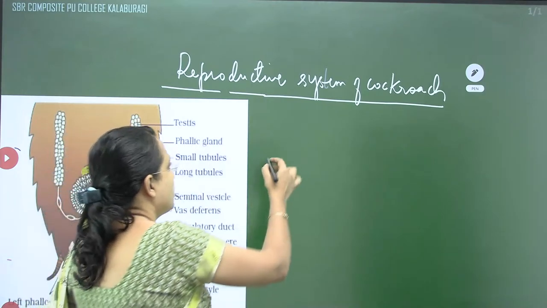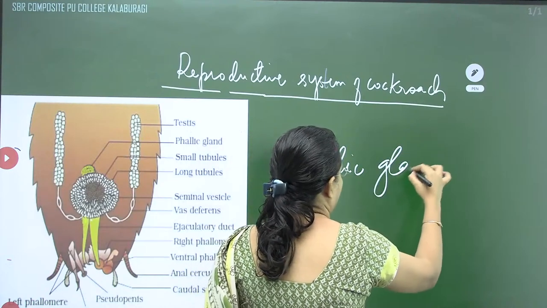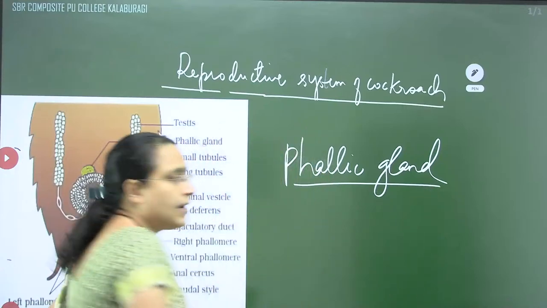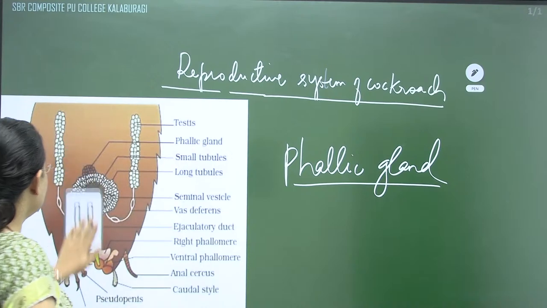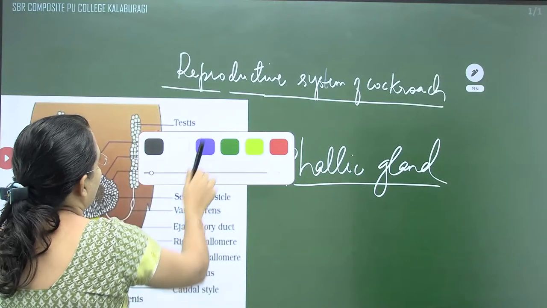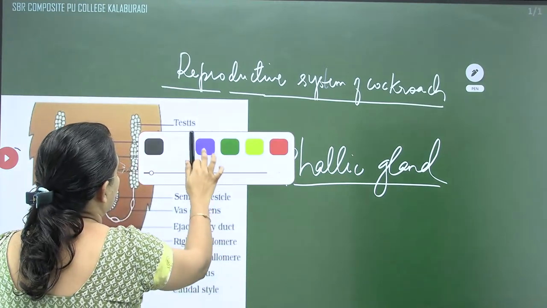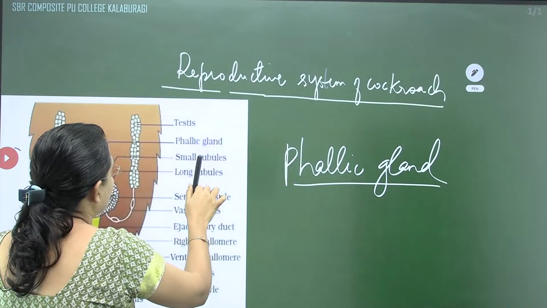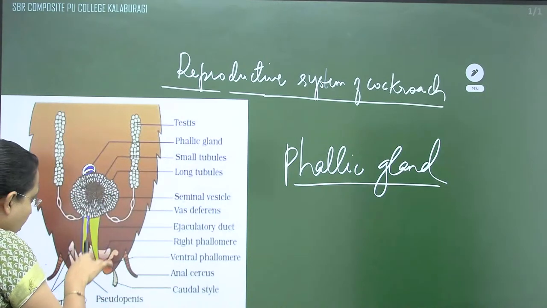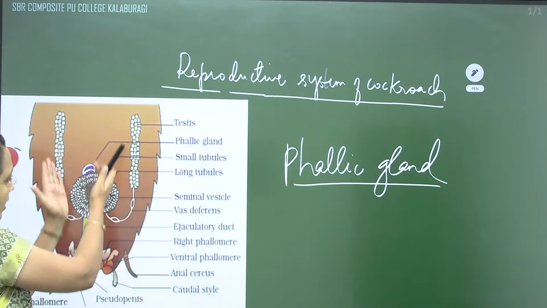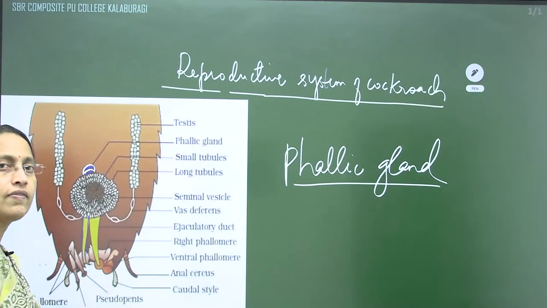Now, about the phallic gland. The phallic gland is an accessory male reproductive gland. Here you can see this gland is elongated till here. It is more of a sac-like structure, meaning it is broader at one end, and then it becomes long and elongated, and then it opens in the left phallomere.